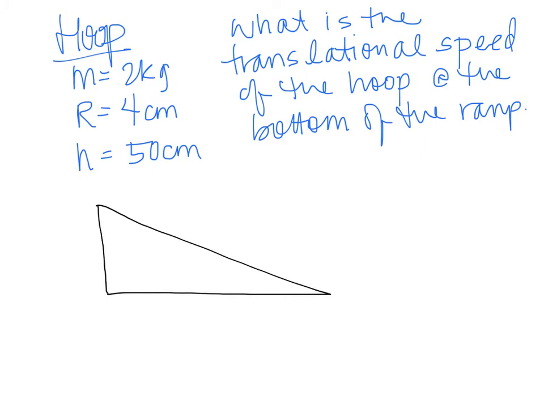So here's our ramp with a height of 0.5 meters, and here's our hoop, and it's going to roll down, down, down until it gets here. And even though the center of mass is actually a little bit more than half a meter above the plane, when the hoop gets down to the bottom, its center of mass will still be above the ground, so our net change in height will be equivalent to 0.5 meters.